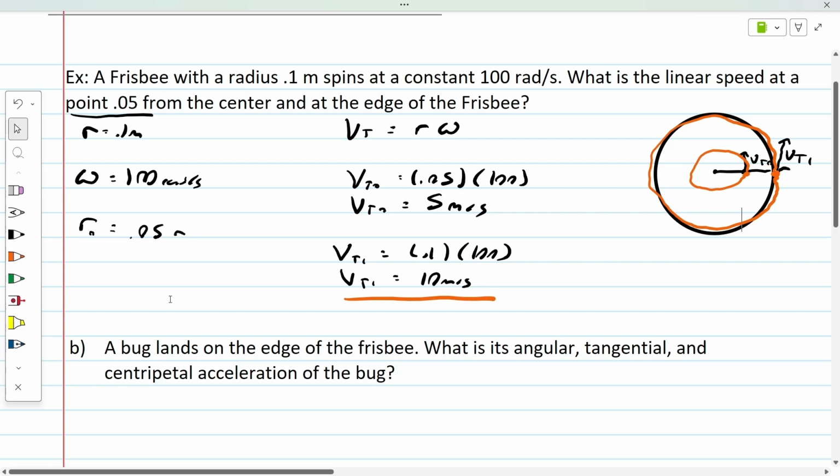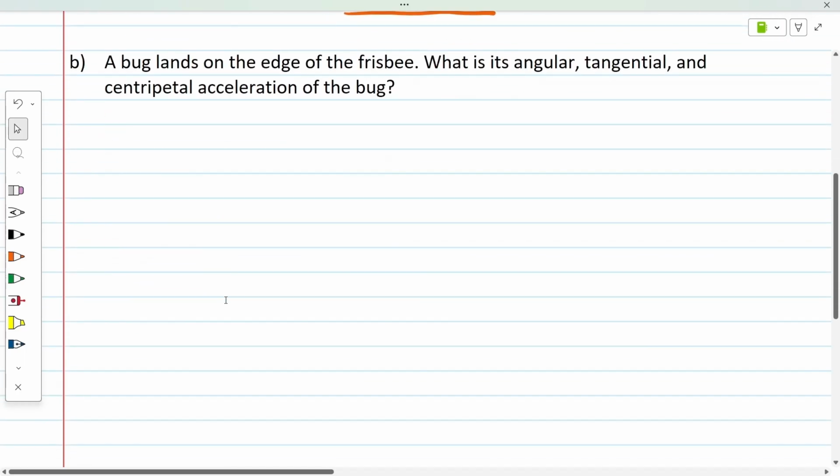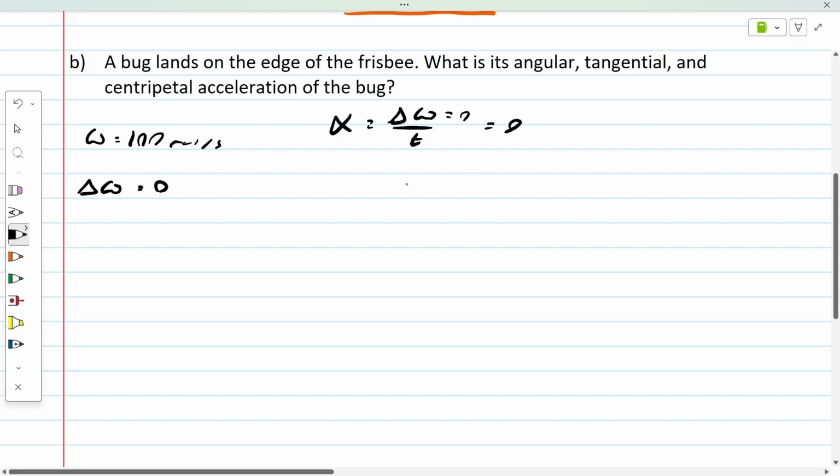So if a bug lands on the edge of the frisbee, what is its angular, tangential, and centripetal acceleration? Okay, so let's start with what we're given. So we know the angular velocity is 100 radians per second. And so we know it's a constant velocity, so the change in this velocity is equal to 0. And since the angular acceleration is just the change in angular velocity, and this equals 0, the whole thing equals 0, and so our angular acceleration equals 0.